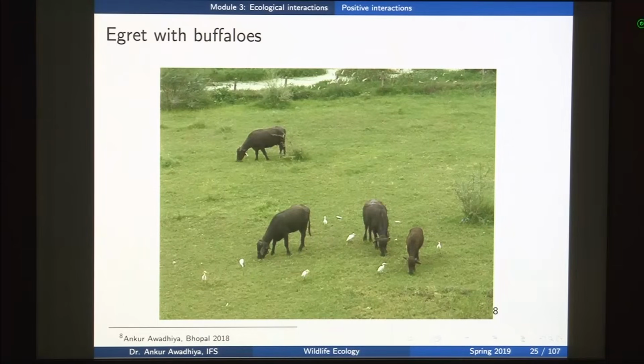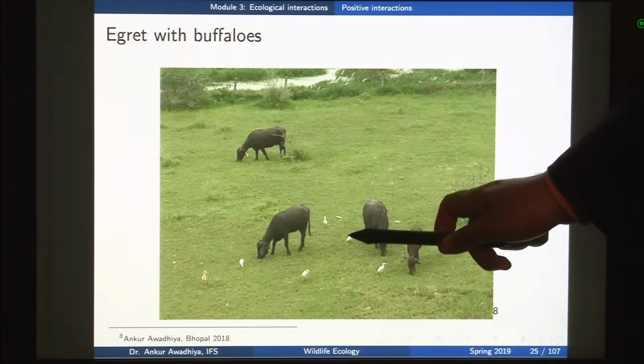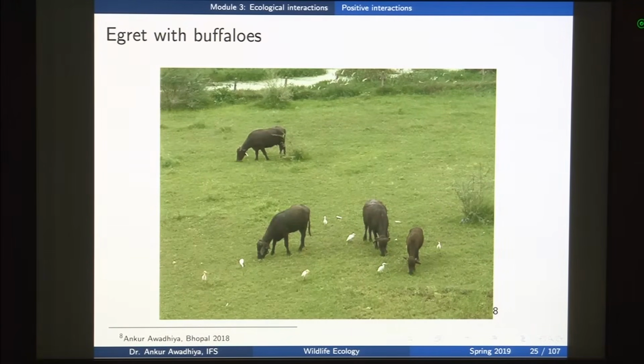Now, in place of the egret, suppose it was something like a tiger. So, would the buffalo allow a tiger to come so nearby? The answer is no. Why? Because the buffalo also feels that the tiger might harm the buffalo, but an egret is not going to harm the buffalo. So, it is fine with the buffalo. At times, you will also observe that this egret will come on top of the body of the buffalo and will hitchhike for some distance. The buffalo does not mind that as well.